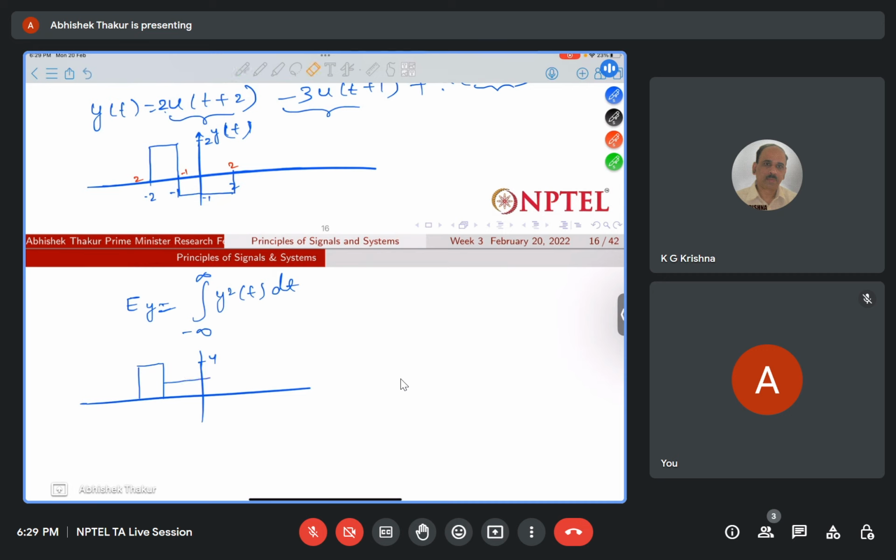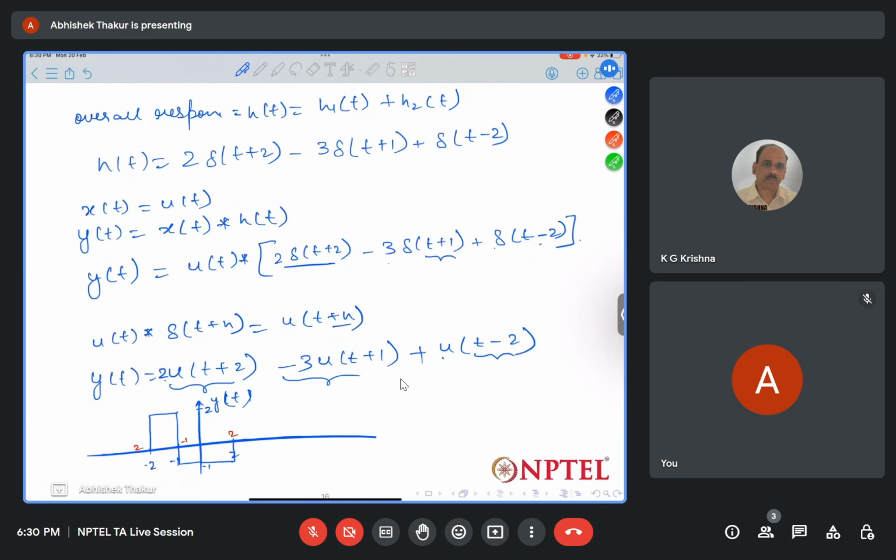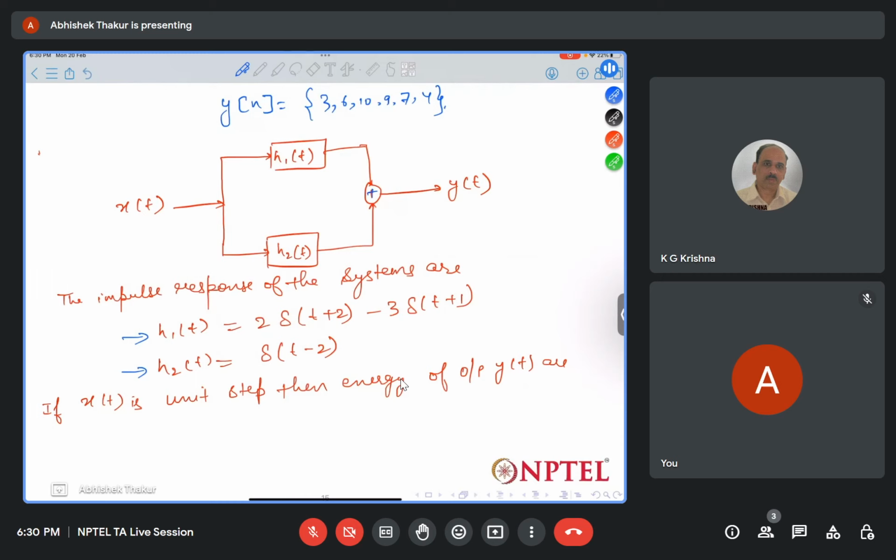So let's erase this. This is minus 2, this is minus 1, and it will go up to 2. Now the area of this plot is the energy. The area will be 3 into 1, plus 1 into 4, so that is equal to 7 joule. This is the answer for this question. This was asked in GATE 2017, for 2 marks.